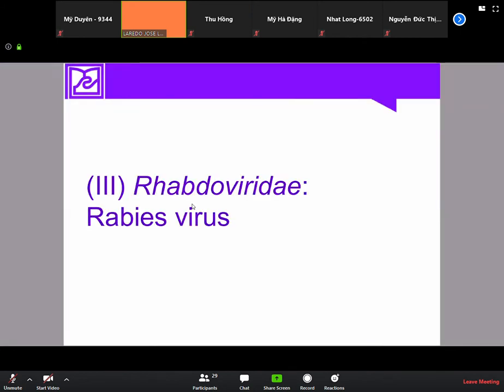So we are going to continue with the last one, with another encephalitis, also zoonotic, but not arboviral. We are going to study the rabies virus. That is very important in Vietnam, unfortunately. So rabies virus belongs to the family Rhabdoviridae. The family Rhabdoviridae is a new family for you.